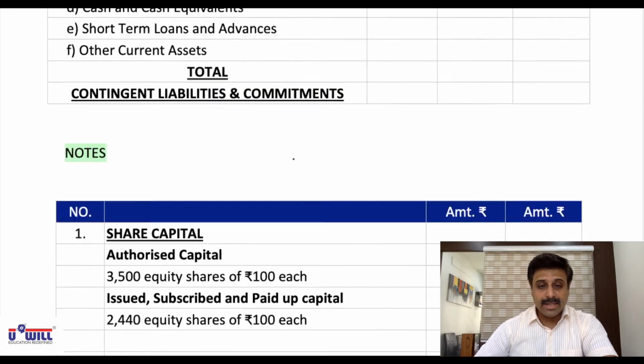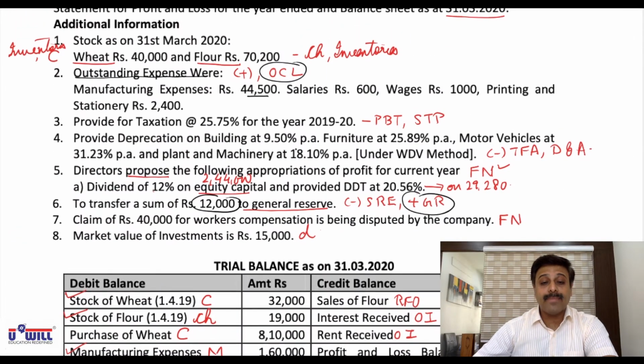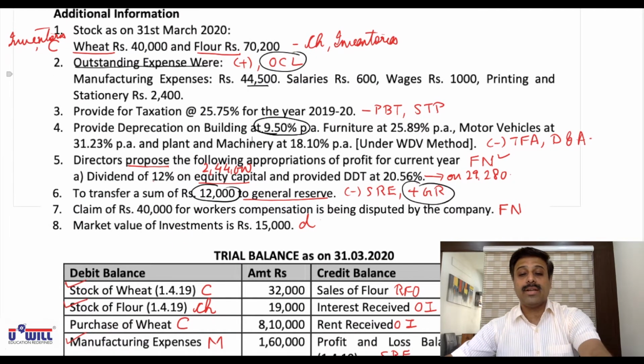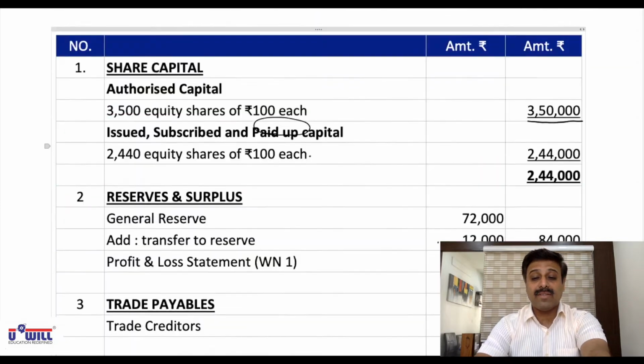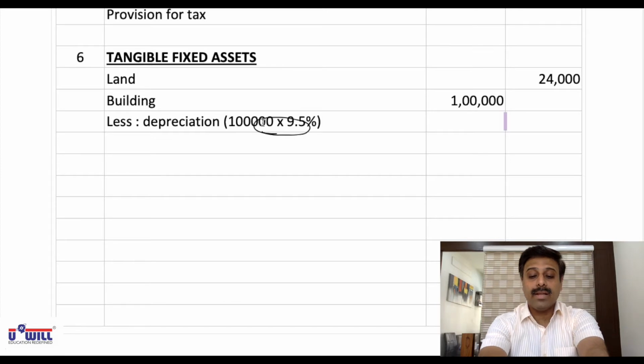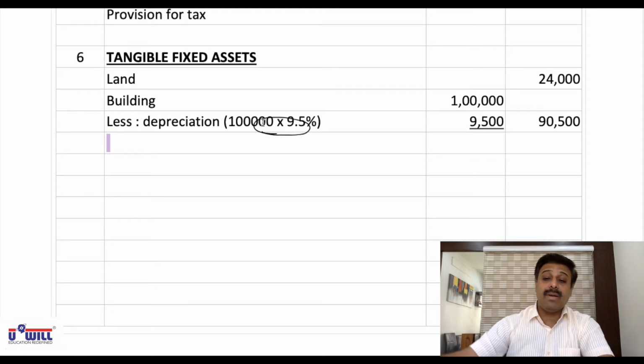Now all of you look at the adjustment. What is the rate of depreciation on building? 9.5%. Okay. So 1 lakh's 9.5% will be 9,500. Okay, 1 lakh into 9.5%. That will be 9,500. Outer column 90,500.